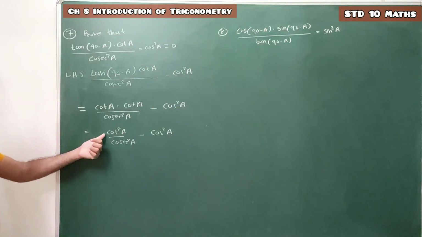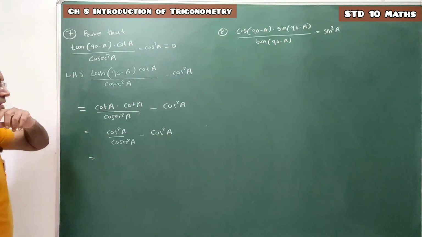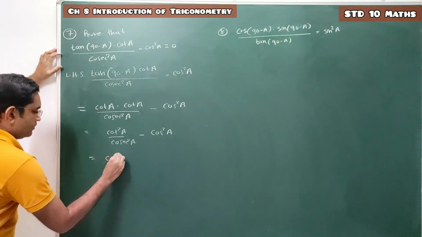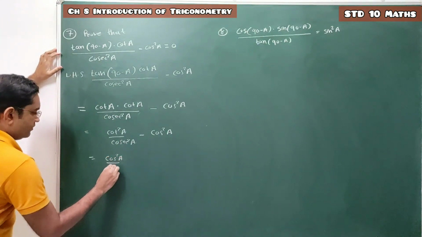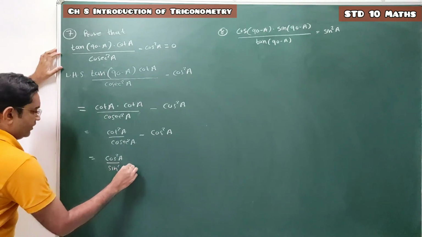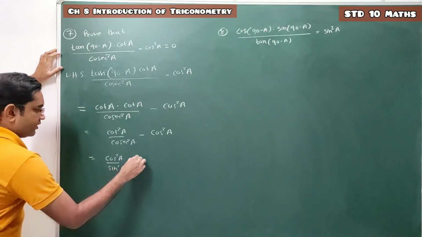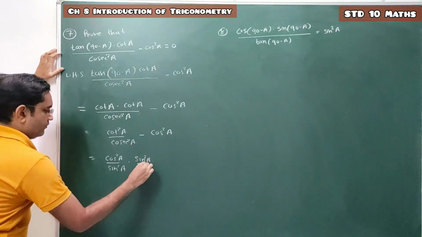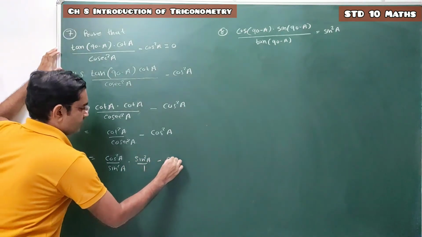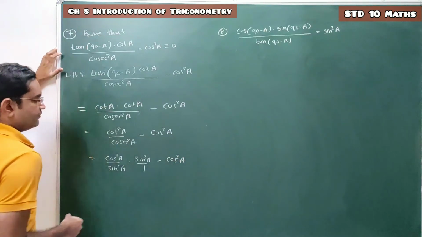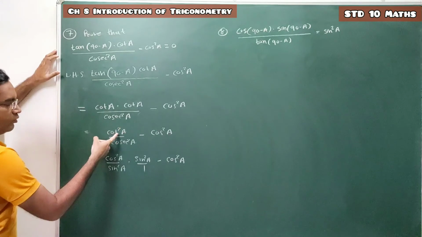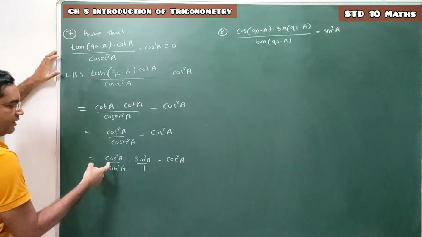Now we will replace this cot with cos and sine. So what is cot? It's cos square A upon sine square A. One upon cos square A is the reciprocal, so sine square A upon 1 minus cos square A. The reciprocal of cos square A is sin square A, so sin square goes up, and cot square will be cos square A upon sin square A.